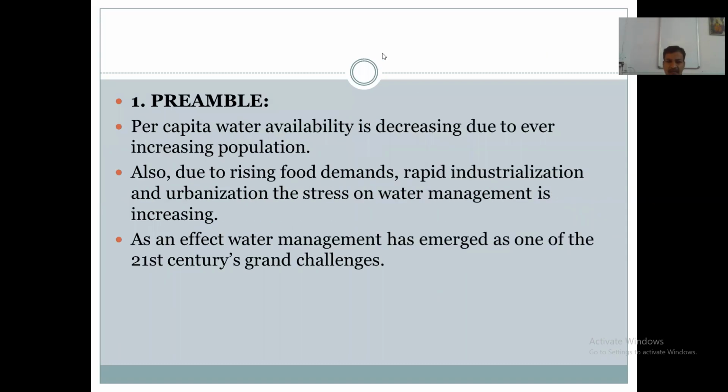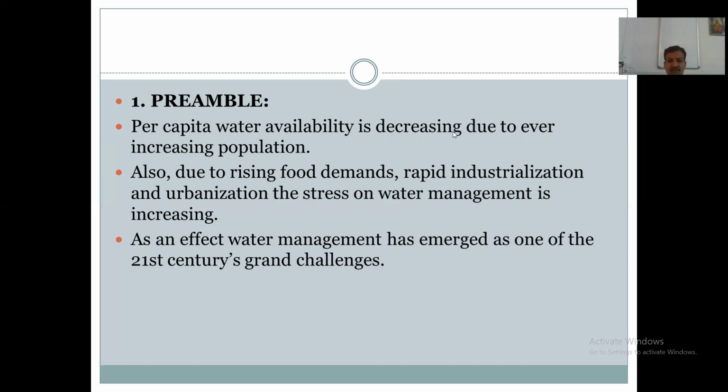यामध्ये सुद्धा जसं आपण नॅशनल वॉटर पॉलिसी मध्ये प्रिएम्बल पाहिले, प्रस्तावना, त्यामध्ये काय दिलेलं आहे. In this preamble they have studied that the per capita water availability is decreasing day by day. Every year this per capita water availability is decreasing due to increase in the population. जसं पॉप्युलेशन वाढत चाललं तसं पाण्याची अवेलेबिलिटी कमी कमी होत चाललंय.